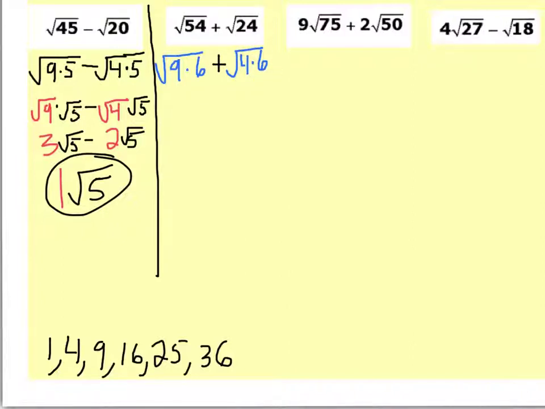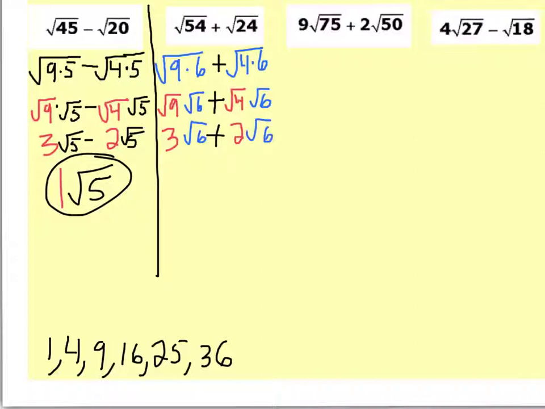So let's give them each their own radical. I did that. Now all I need to do is square root the 9 and square root the 4, so I'll do that. Square root of 9 is 3. I'll bring down my square root of 6. And the square root of 4 is 2. I'll bring down my other square root of 6.